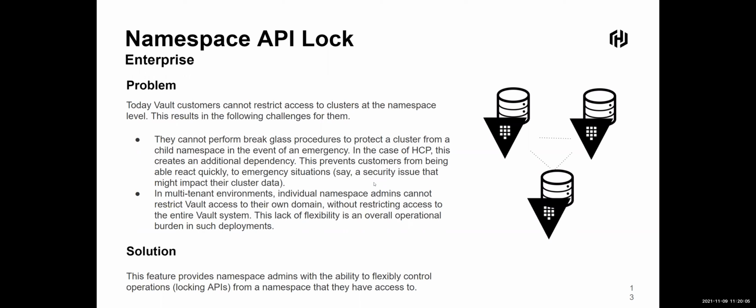If you're familiar with HCP Vault, and if you are in some phase of your journey towards HCP Vault, which is the cloud service offering of Vault, then this becomes all the more important because you have access to the admin namespace. And if you want to be able to perform a break glass procedure, then you need the ability to control access to that admin namespace alone. So with 1.9, we have provided the ability for admins to flexibly control operations within the context of the namespace that they have access to.